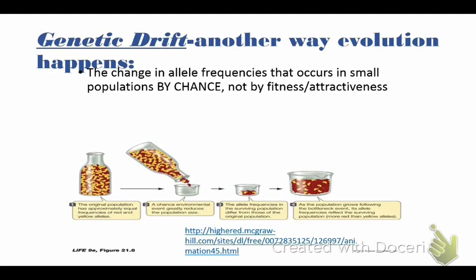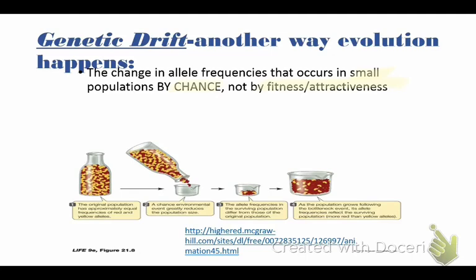Genetic drift is another way that evolution happens. It is the change in allele frequencies that occurs in small populations by chance, not by fitness or attractiveness. Are we good with that part?